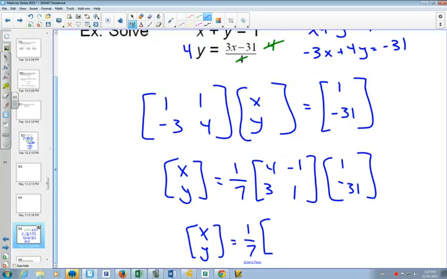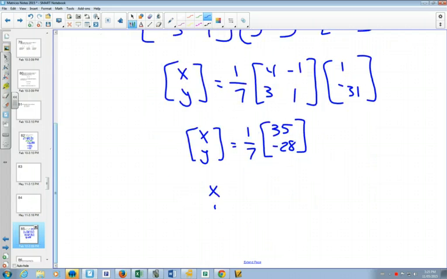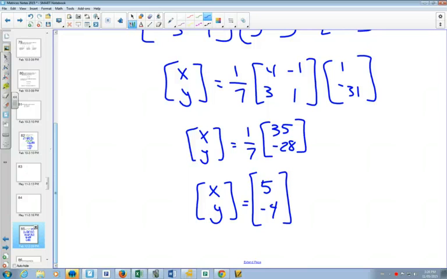Multiply those matrices together, we're going to get 4, 35, and look at that, they all divide nicely by 7. Who made this question? Isn't that nice? So x is equal to 5 and y is equal to negative 4.